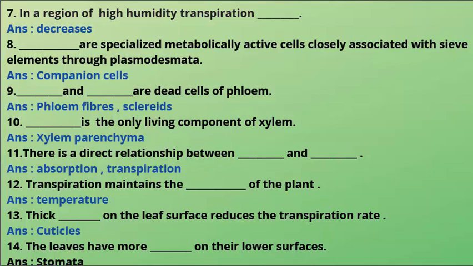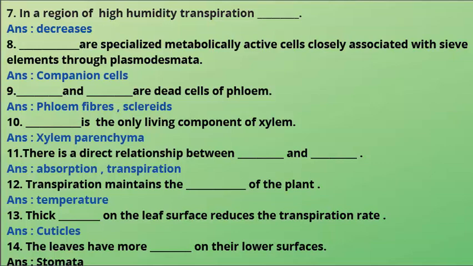Number 11, there is a direct relationship between dash and dash. Answer is absorption and transpiration. The higher the rate of water absorption from the soil, the higher will be the rate of transpiration. Both of them are directly proportional to each other. Number 12. Transpiration maintains the dash of the plant.